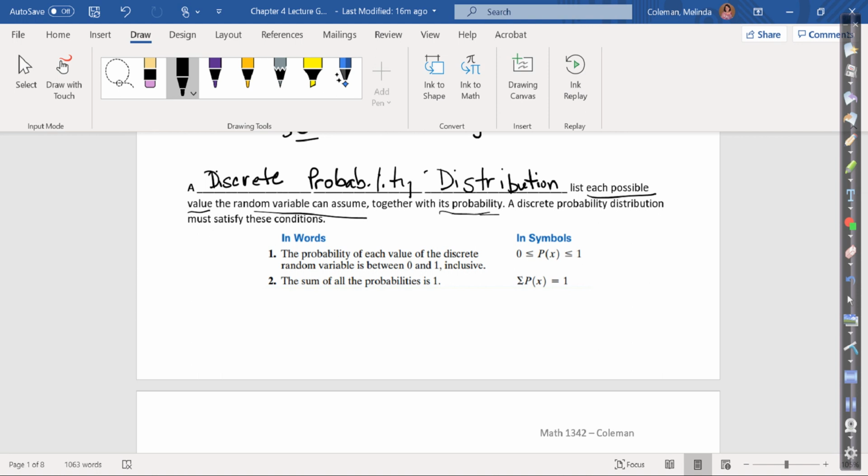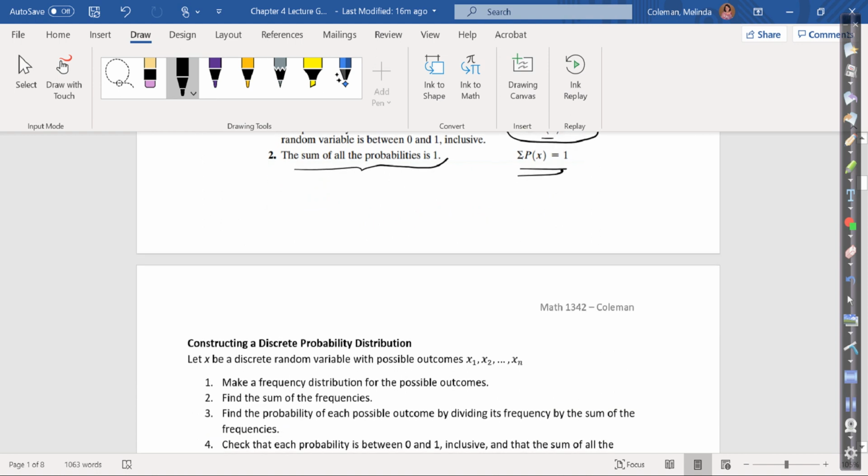So in words, the probability of each value of a discrete random variable is between 0 and 1. And that's what this means symbolically. We're between 0 and 1 for the probability. In other words, it has to be a decimal between 0 and 1, which is the definition of probability anyway, so that should not be too horrible to remember. Then the sum of all of these probabilities has to equal 1. When I add up the sum of all of these, because it's all talking about the same situation, then it has to equal 1. Can't be more than 1, can't be less than 1.